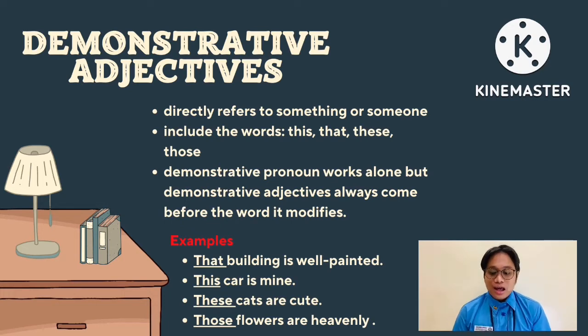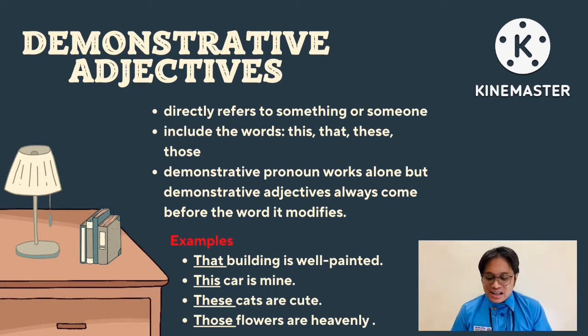Okay. Next example, we have: this car is mine. The demonstrative adjective here is the word this. And we use the word this to demonstrate the noun car. So this is a demonstrative adjective which is singular, and we are pointing to or demonstrating a noun which is near from us.